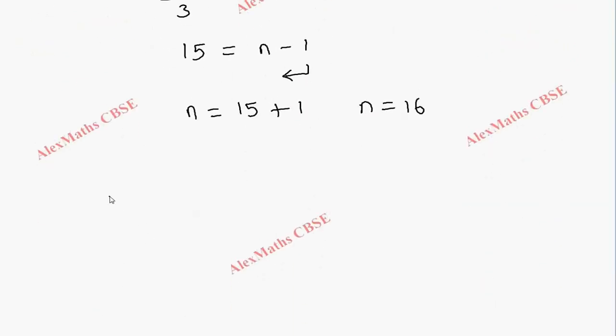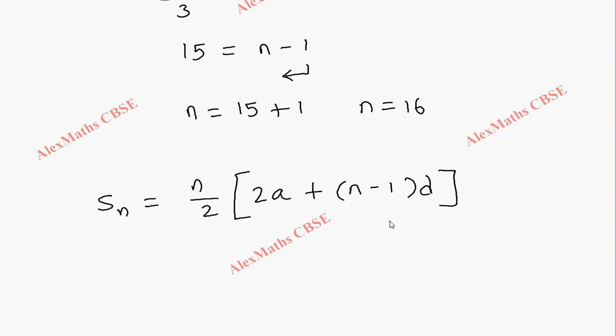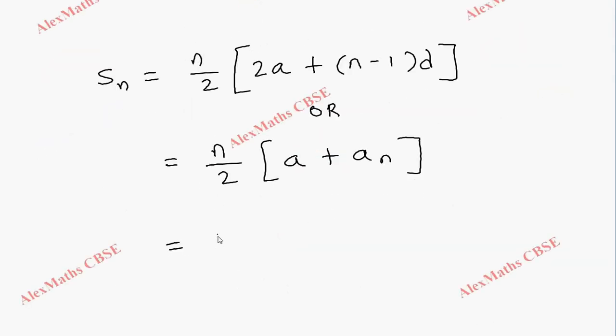So coming to the Sn formula, we have two formulas. One is n by 2 into (2a plus (n minus 1) into d). And if we know an, we can go for another formula which is n by 2 into (a plus an). Since we know the value of an, we are going to use the second formula. The value of n just now we got as 16.